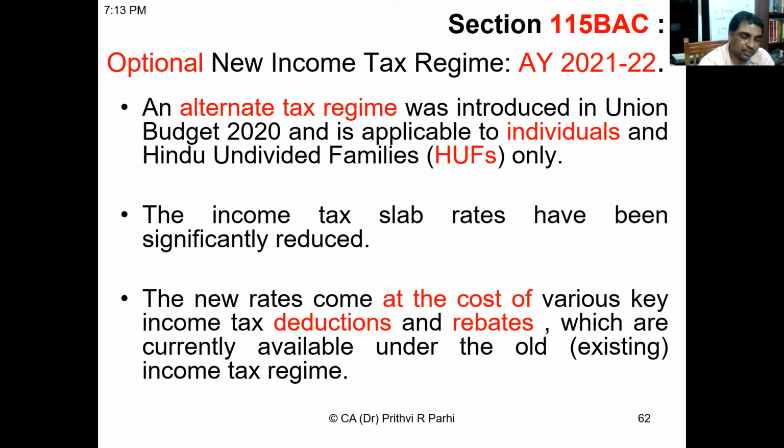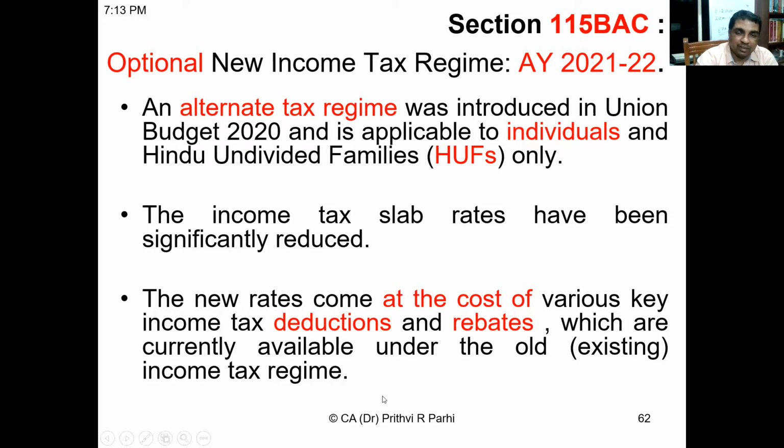Now, friends, we are going to discuss this particular section, that is section 115BAC. It was introduced in the budget 2020, and it is effective from assessment year 21-22. That means assessment year 21-22 is the first assessment year when this is applicable. And to whom is this applicable? Only two categories of persons.